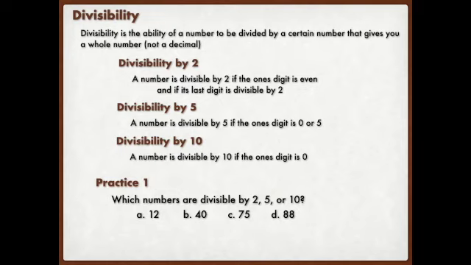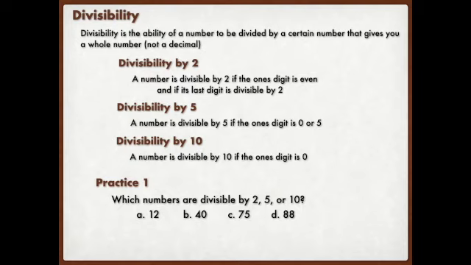So we have 8 times 5 equals 40. Okay, C. The ones place is a 5, so 5 can go into 75, yes. And then 88, D. It's not a 0, it's not a 5, so 5 cannot go into 88. So 5 can be divided into B, 40, and C, 75.